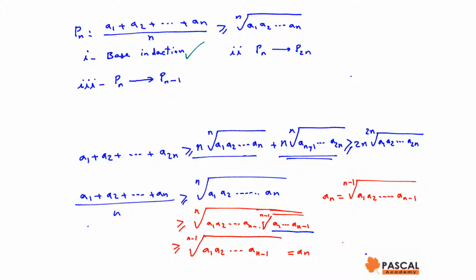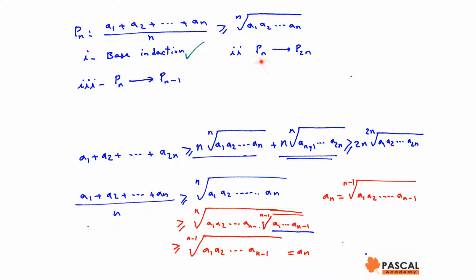Now we prove the arithmetic geometric mean inequality for n positive real numbers. We call it Pn, and we prove Pn is true when n is a natural number. The base of induction is already proved for n equals 2 and n equals 3. We already proved Pn is true.